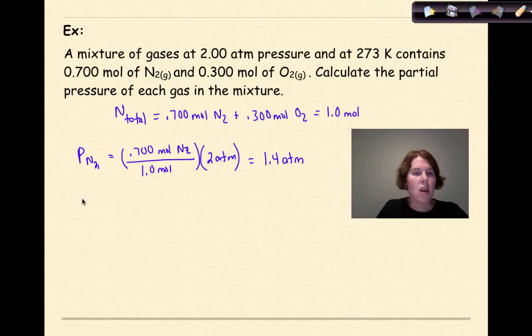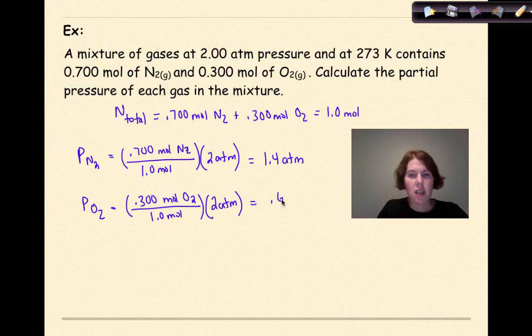And let's do the other one. We have to do oxygen. So the partial pressure of oxygen is, I look up here, and it's 0.300 moles of O2 all over 1 mole total. And I multiply that times my total pressure, which is 2 atmospheres. And if I do 0.3 times 2, I'm going to get 0.6 atmospheres. And again, my check here is if I add these 2 pressures together, do I get my total pressure? And boom, yes I do. And that is my check.